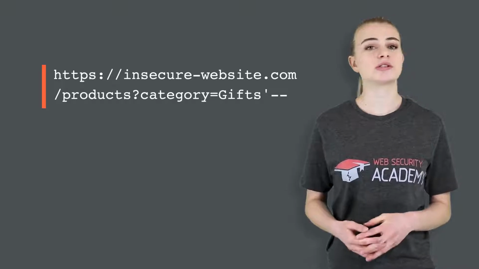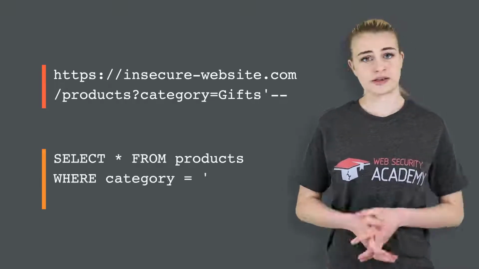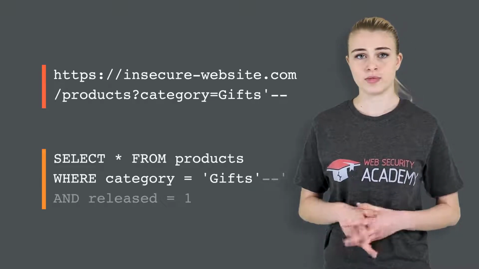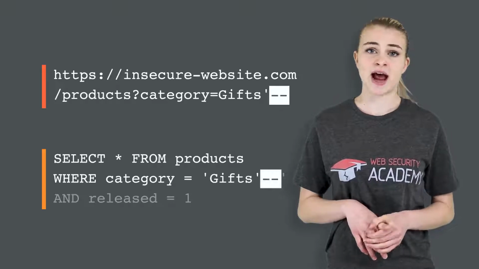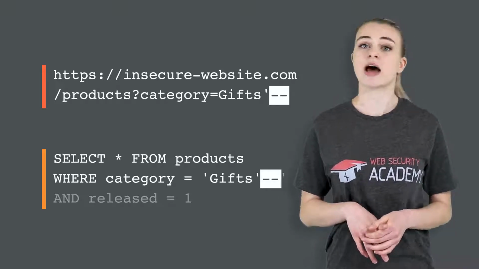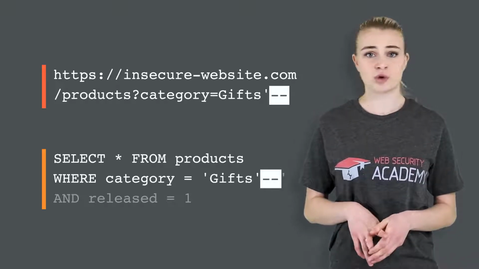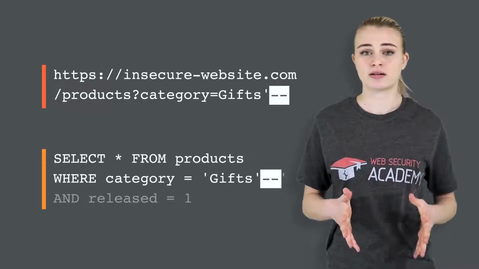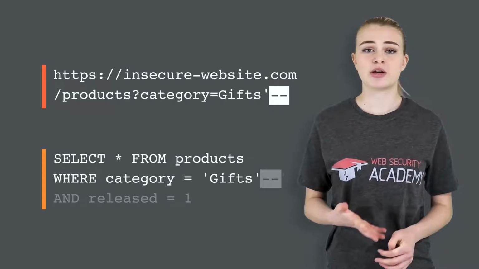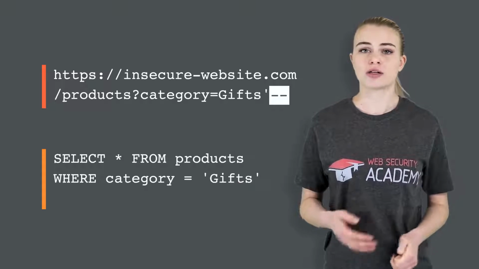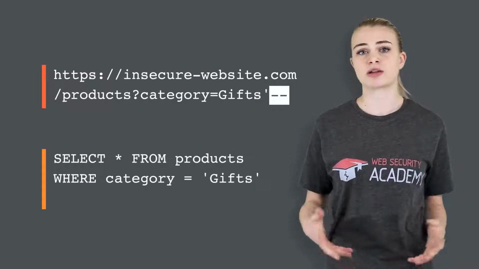The application doesn't implement any defenses against SQL injection attacks, so an attacker can construct an attack like this, which results in this SQL query. The key thing here is that the double dash sequence is a comment indicator in SQL, and means that the rest of the query is interpreted as a comment.